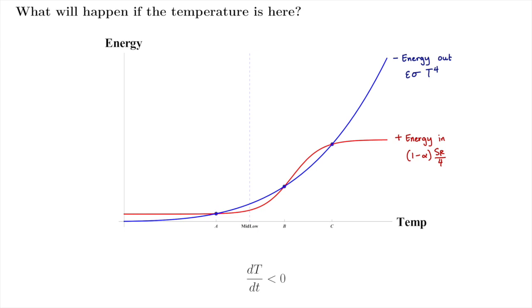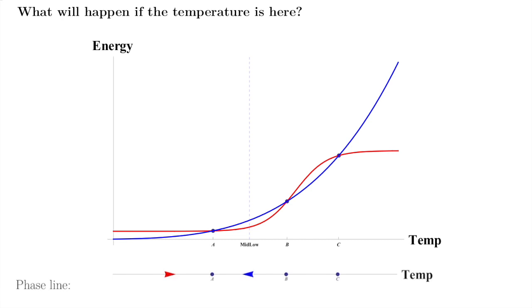Now what happens if we have a mid-low temperature, maybe not totally ice-covered, but still a very cold planet, putting us between the equilibrium solutions A and B? Well, based on the shape of our quartic, compared to our energy in curve, the quartic is higher. That means more energy is going out than coming in. So the right-hand side of our differential equation is negative, which means the rate of temperature over time is negative. So if we add that information to our phase line, if we are between the equilibrium solutions A and B, we would expect to decrease towards A.